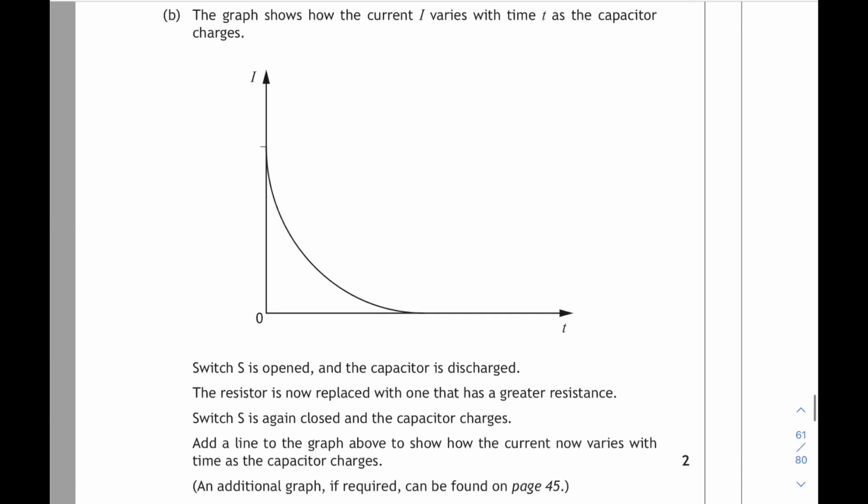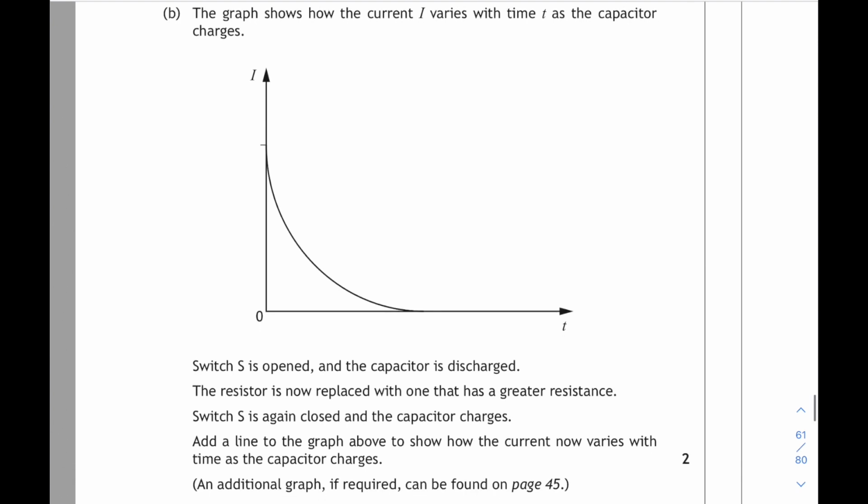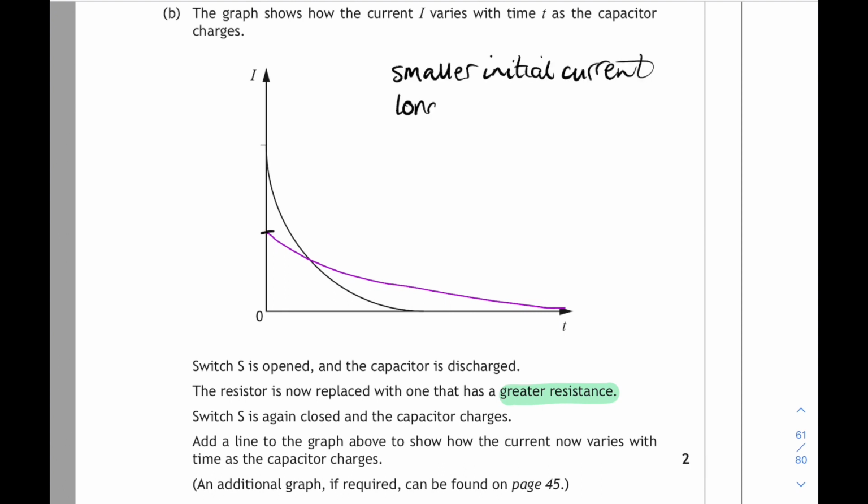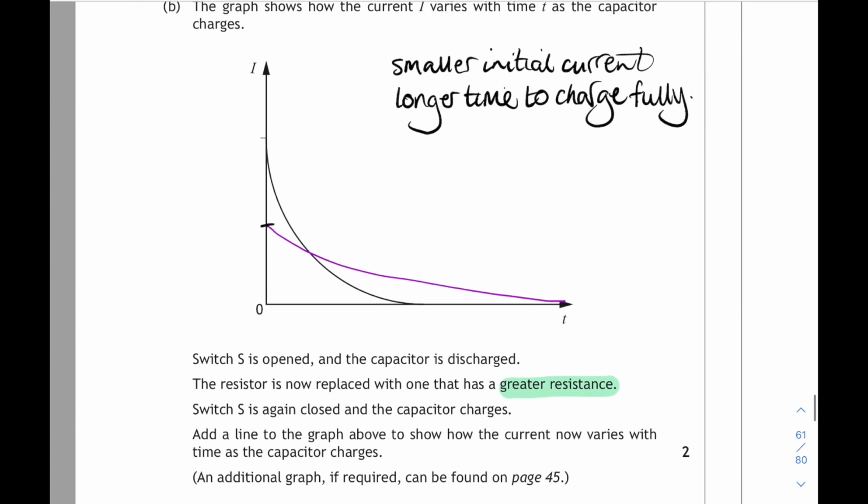Okay, part B, the graph shows how the current I varies with time as the capacitor charges. Then switch S is opened and the capacitor is discharged, and the resistor is now replaced with one that has a greater resistance. Switch S is again closed and the capacitor charges. Add a line to the graph above to show how the current now varies with time as the capacitor charges. Well, if we've got a greater resistance, we're going to have a smaller initial current, and it's going to take longer to charge up. So 2 marks there, one for having a smaller initial current and one for showing it's a longer time to charge fully.